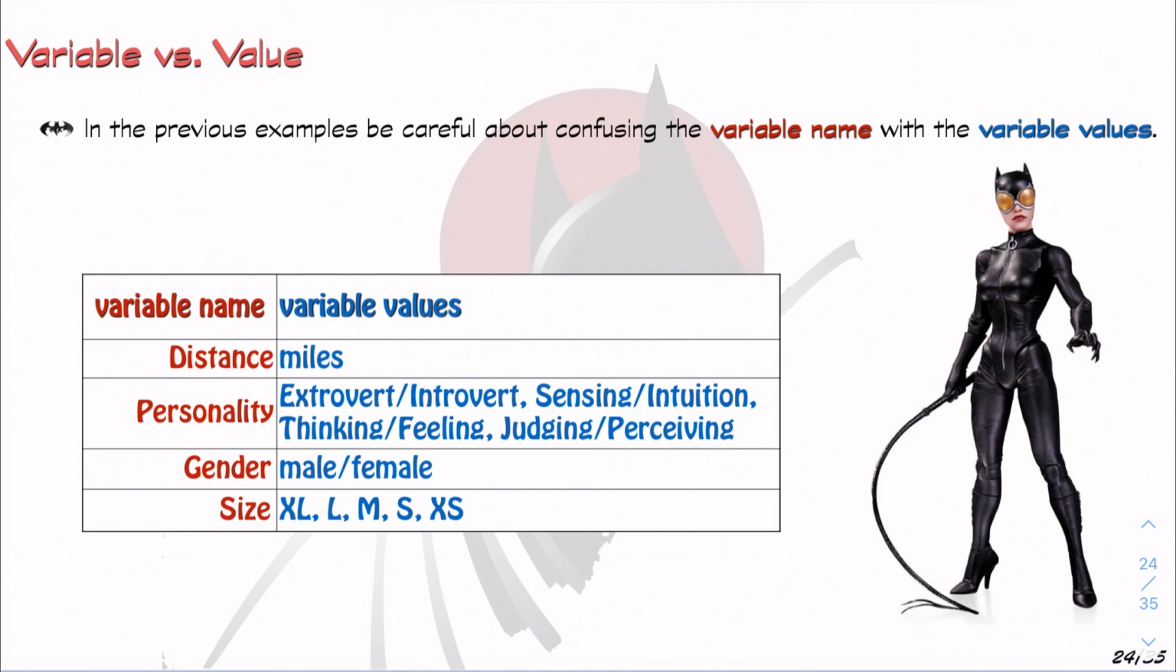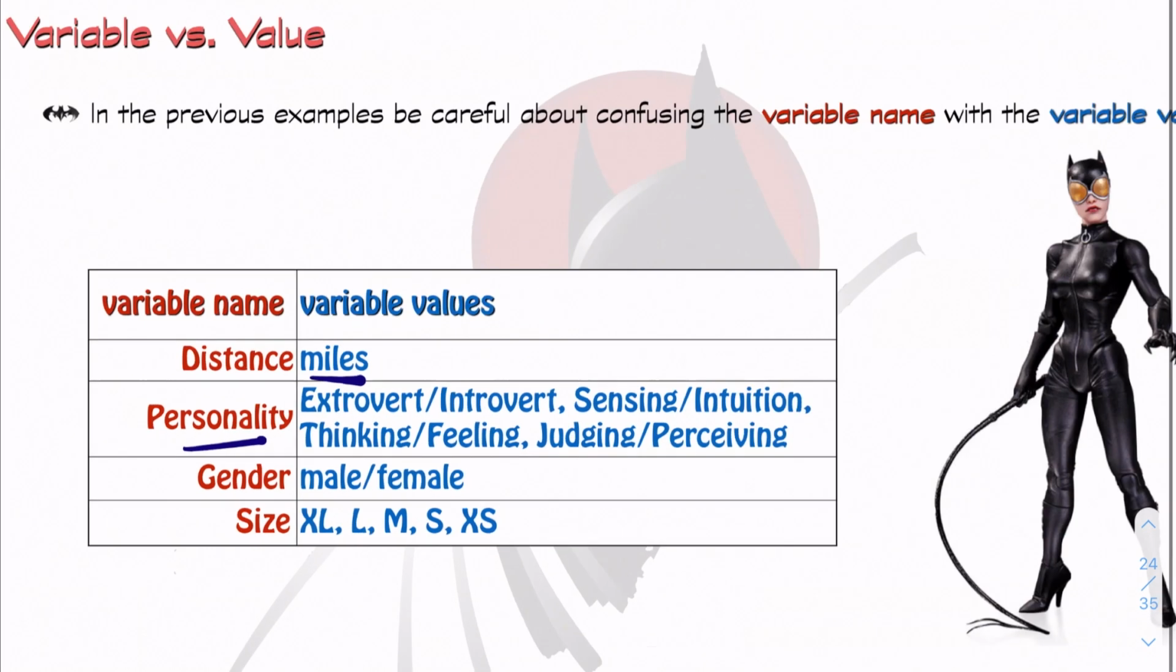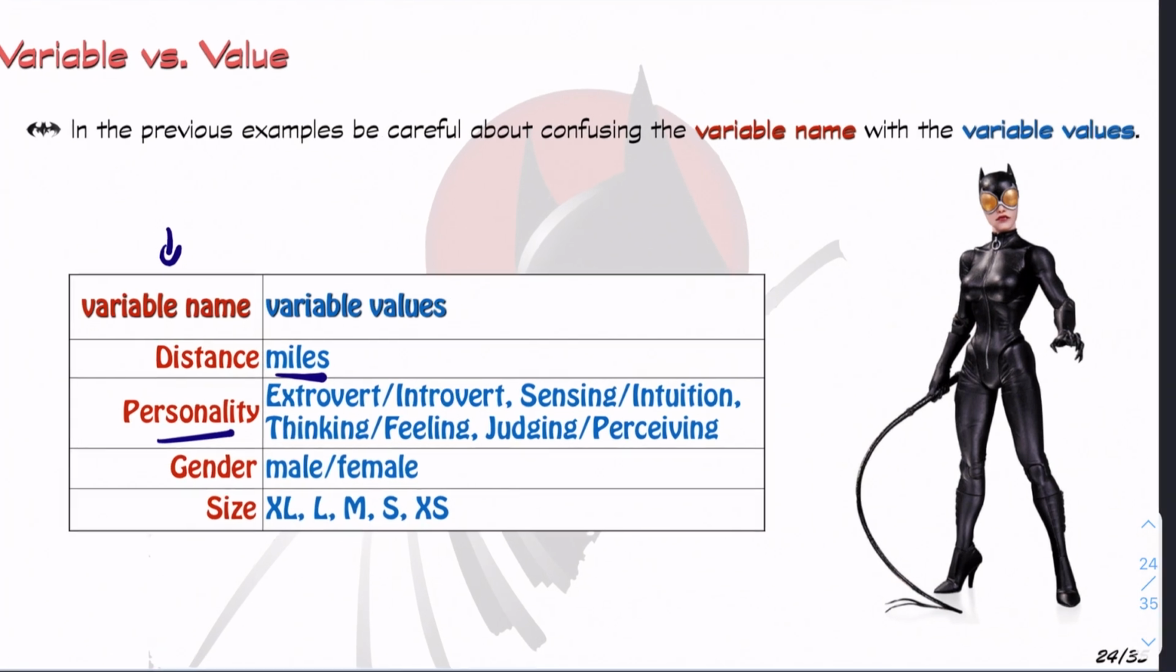So to think about variable versus value, in the previous examples, we want to be careful about confusing the variable name with the variable values. If we're looking at distance, our variable value would be in miles. If we're looking at personality, which is the variable name, we have extrovert, introvert. If we're looking at gender, the variable values would be male or female. If we're looking at size, we'd have small, medium, large, extra small. We can see the distinction between the what and then the how you're measuring it.